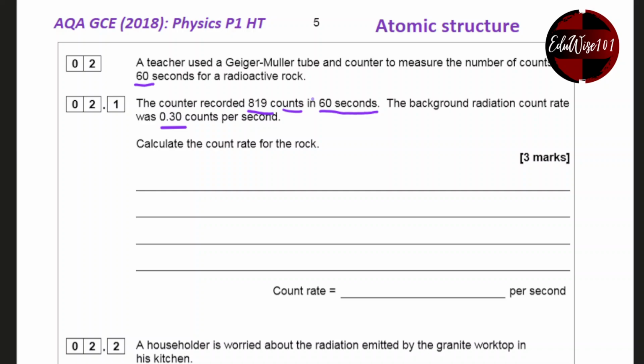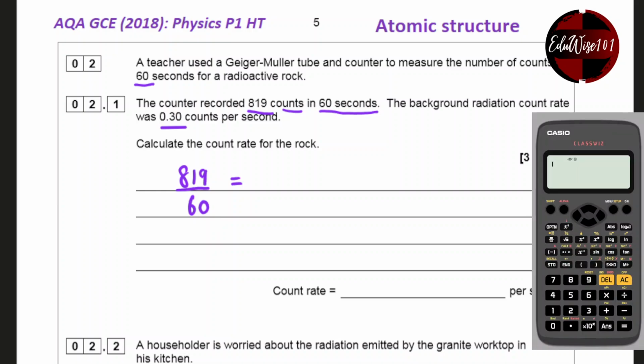So the count rate is going to be 819 divided by 60. As you can see, the answer they want is in per second. So if I divide 819 by 60, let's bring in the calculator. 819 divided by 60 gives me 13.65.